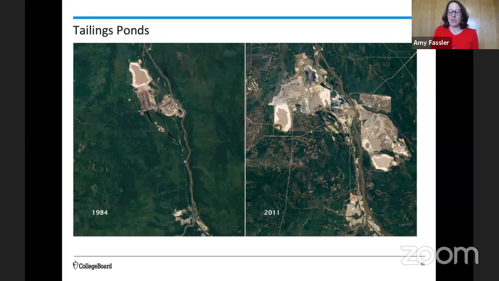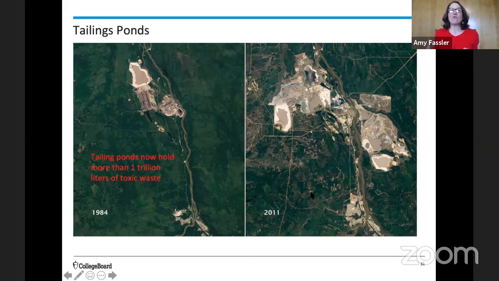And I'll just give you a minute to orient yourself to this image from 1984 and 2011 up in Alberta, Canada, where these tailings ponds are located. So again, this image is just kind of to scale. It's in a little bit closer. And then I took an image just yesterday, so I'm going to show you that one.